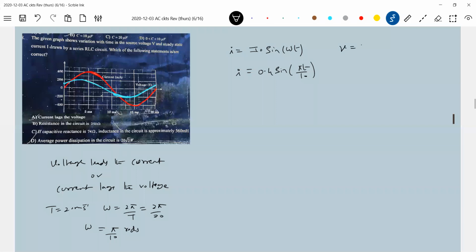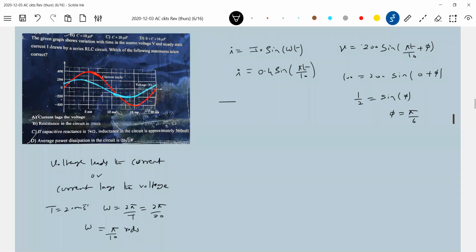Similarly, V is equal to the maximum voltage, which is 200 volt, times sine. That phase angle is what we have to calculate. So how to get that phase angle? At t equals 0, we'll go for it. What is the value of V there? It is 100. So sine phi is 1 by 2, so the phase angle is pi by 6.